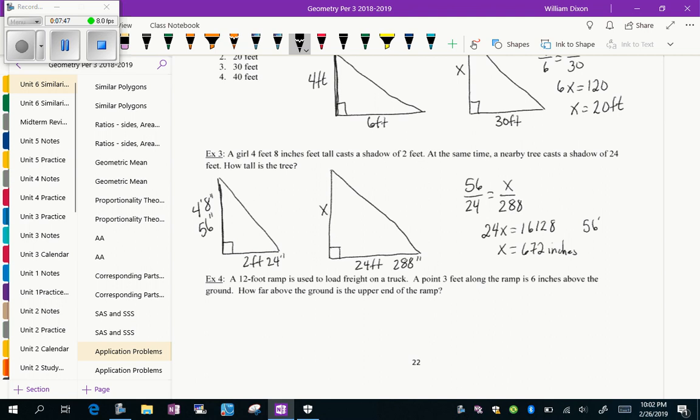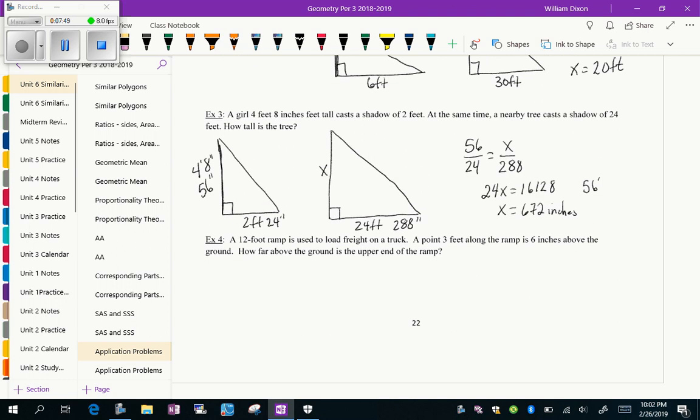Now, example 4. This one's a little tricky, all right, but we have to draw. If we draw it, then we're in good shape, but it says a 12-foot ramp is used to load freight on a truck. A point 3 feet along the ramp is 6 inches above the ground. How far above the ground is the upper end of the ramp? All right, so again, let's draw the picture.